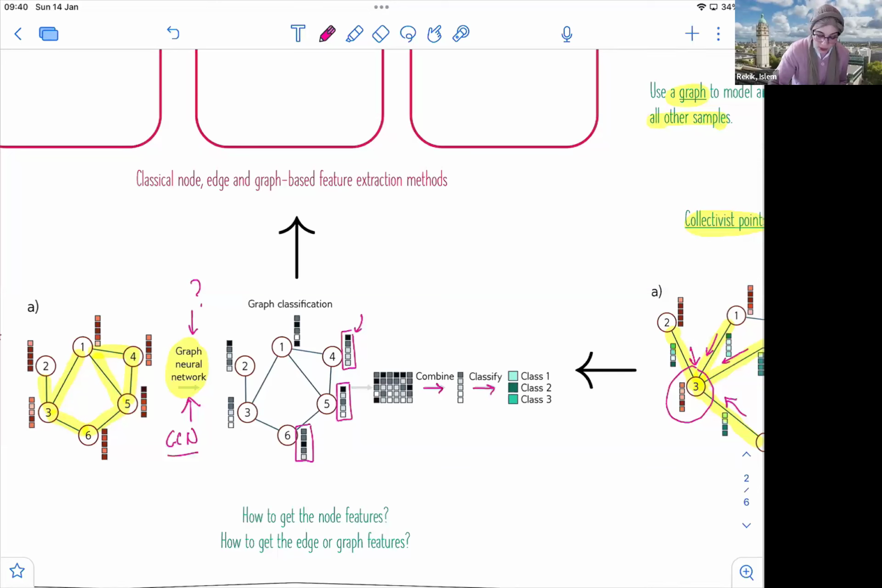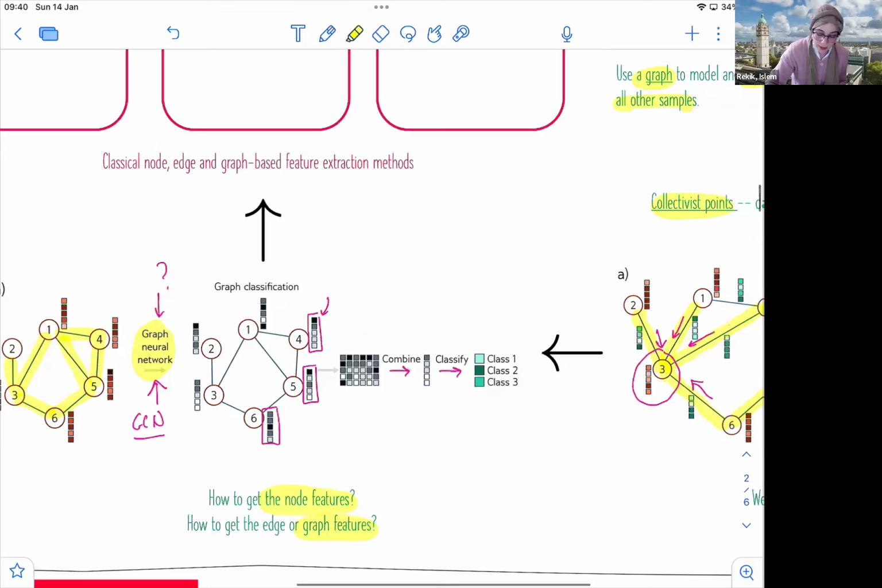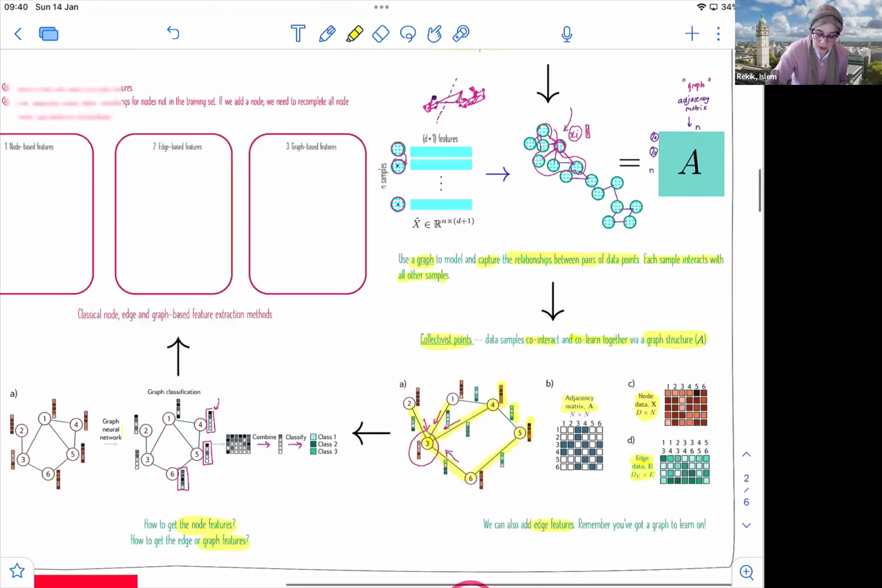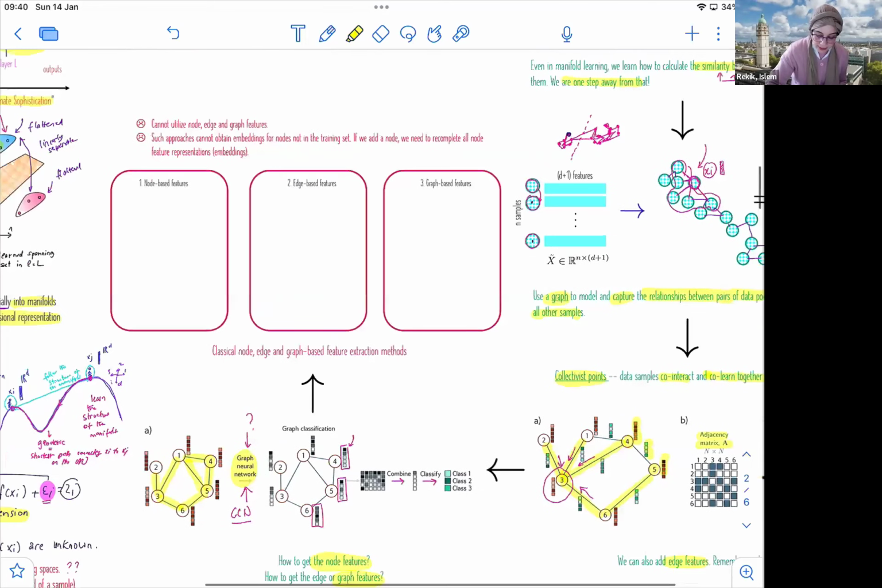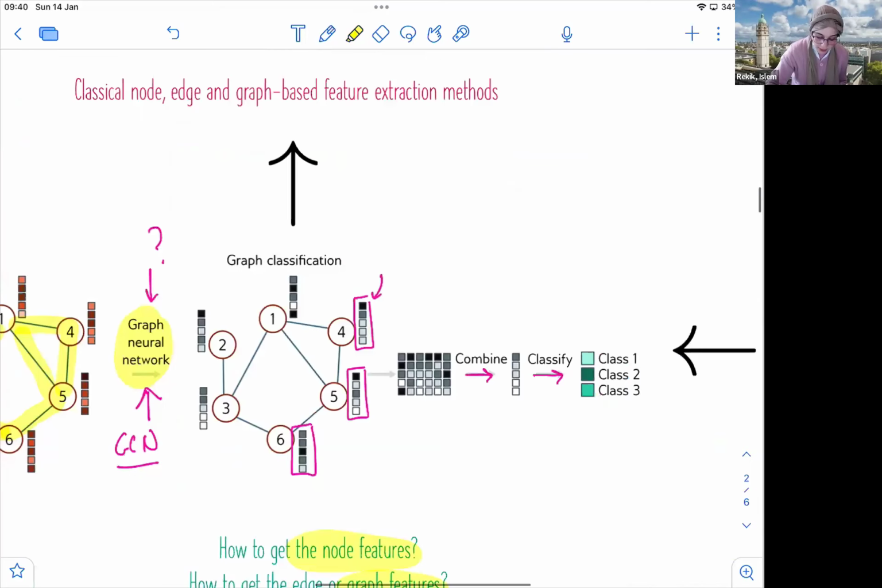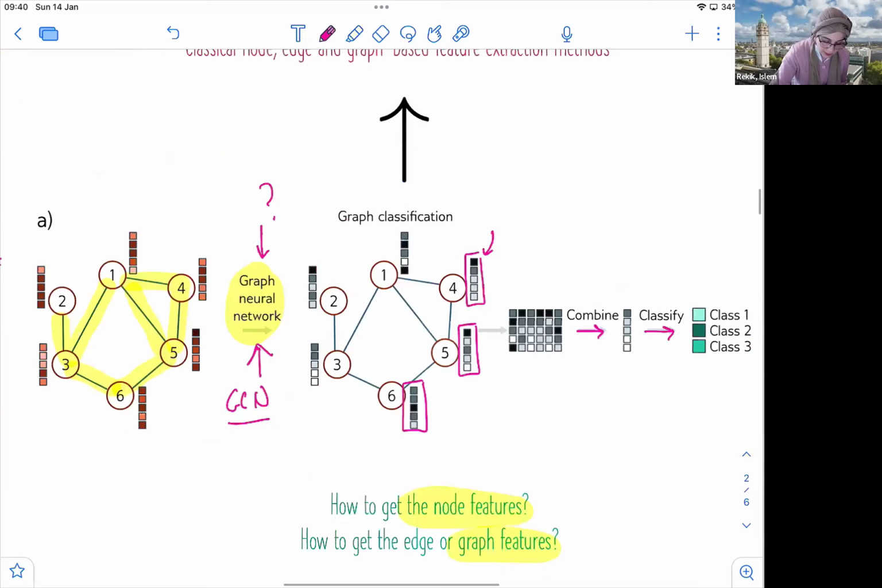So how do we actually get the node features? How do we get the edge or graph features? This is a big question here. So you may think, okay, now we have modeled the data as a graph. We need to define and extract features from the graphs, because if you think about this as a sample, let's say I have a sample like this. So this is my graph. It looks like this, all right?